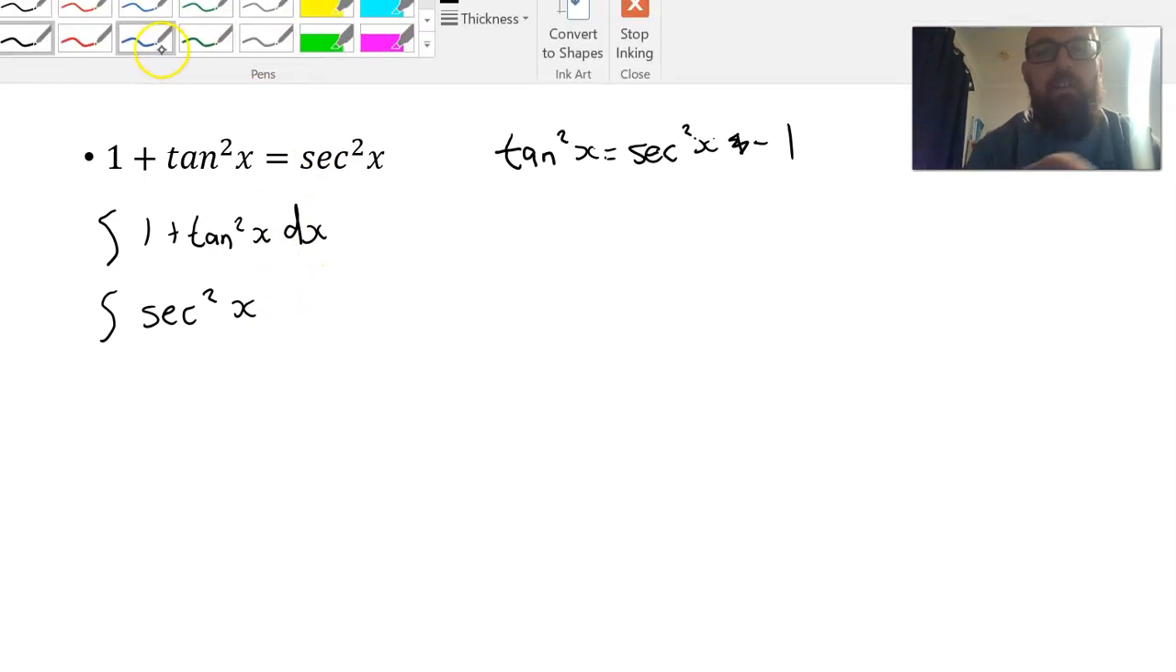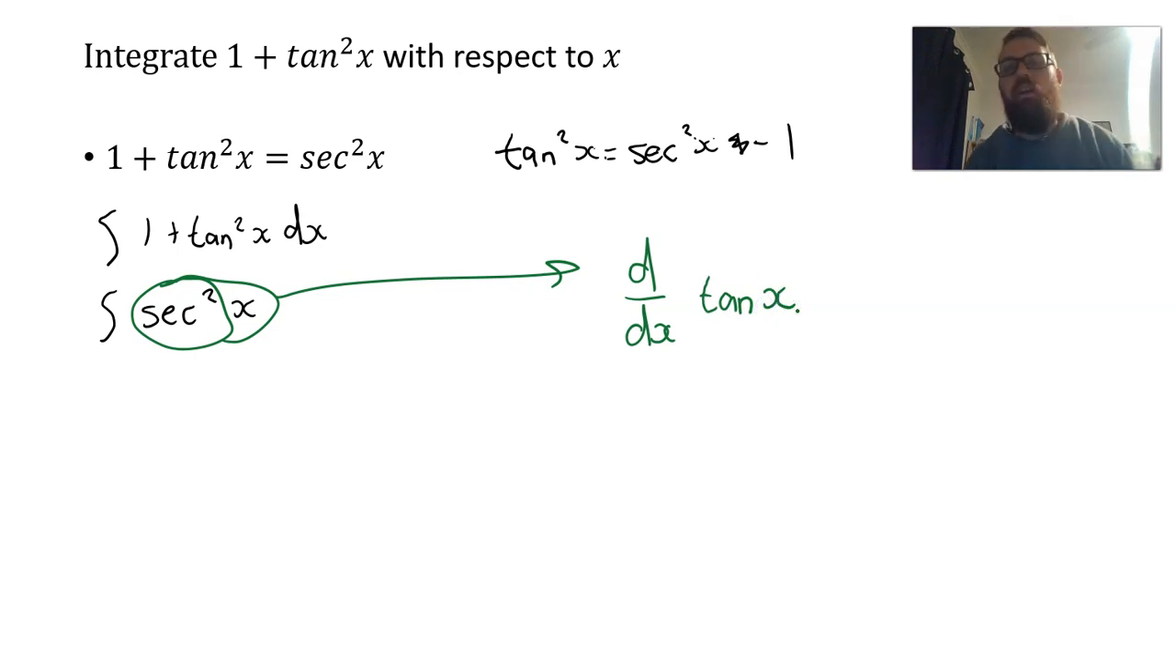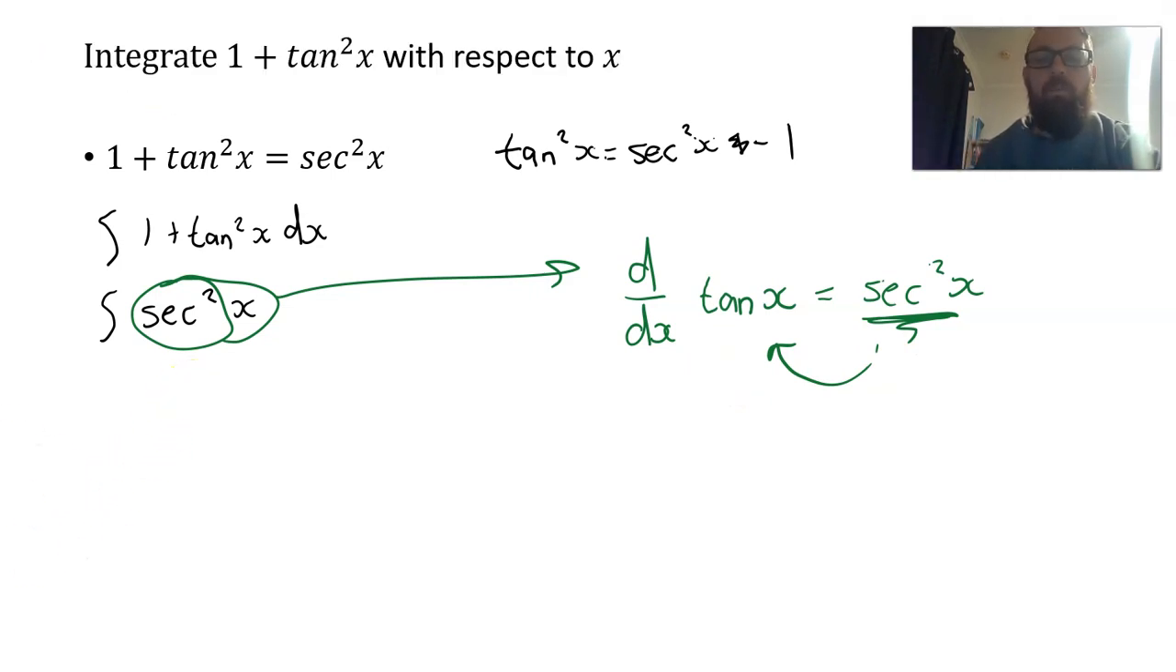Now, I'm just going to grab a different color because this sec squared of x, if I jump over here, if you remember, we know that d by dx, if we differentiate tan of x, so you can do this in a minute, but if we differentiate tan of x, it actually equals sec squared of x. So what we can do is, now we've got this in our integral, substitute in this part because it's the same. That might not look obvious as to why we can do that, but it'll pop out nicely.